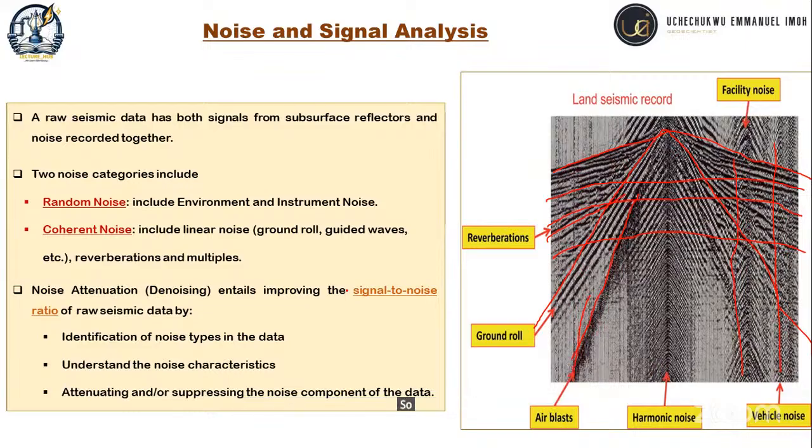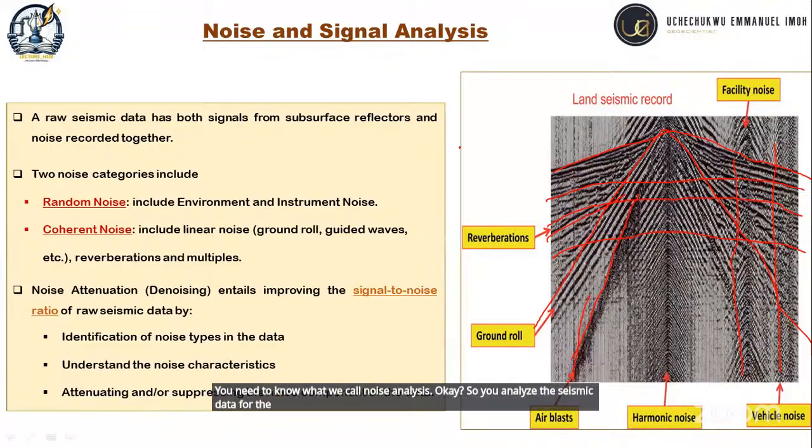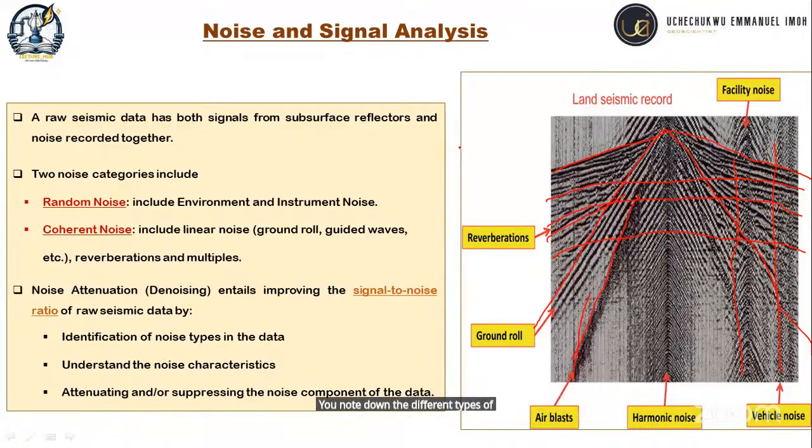So typically, before you start your noise attenuation, you need to know what we call noise analysis. So you analyze the seismic data for the noise. When you do noise analysis, you move from shot to shot and you note down the different types of noise you're seeing on the shot on your seismic data. And then in processing, you attack this noise one after the other.